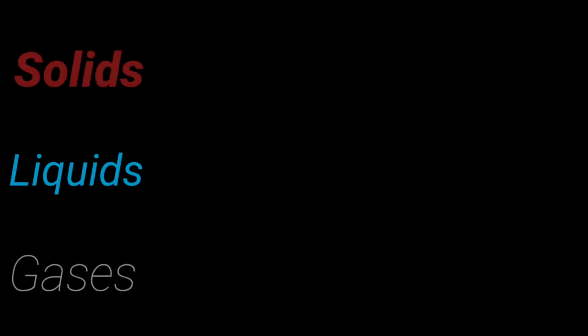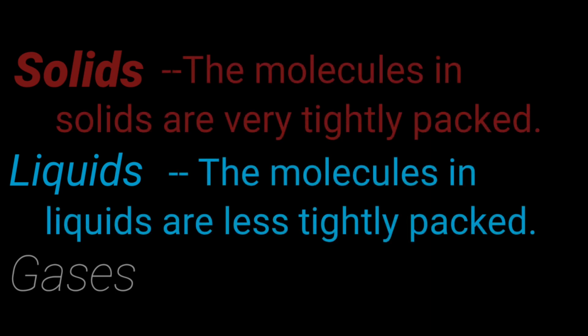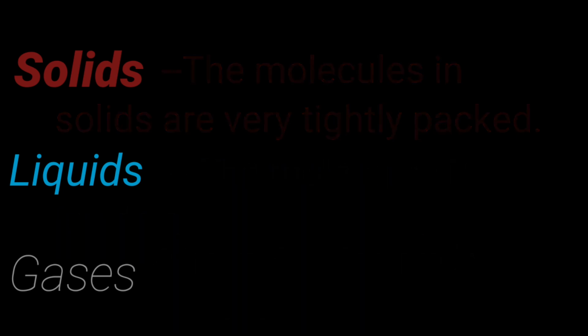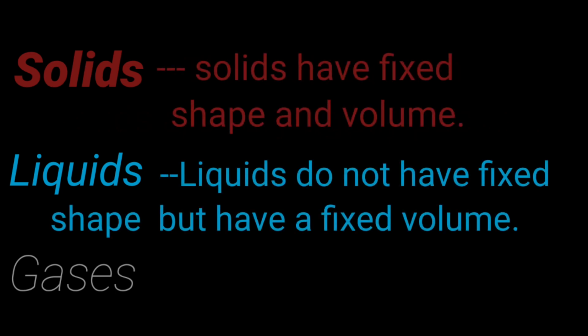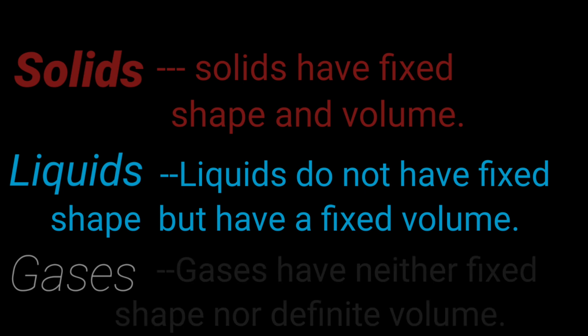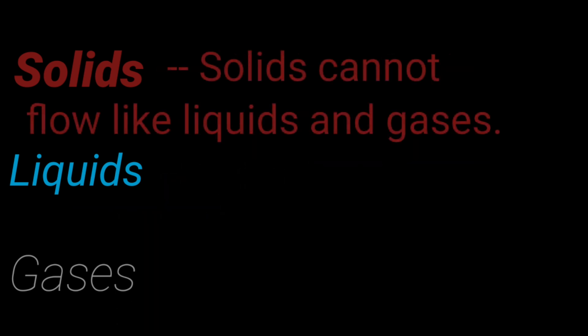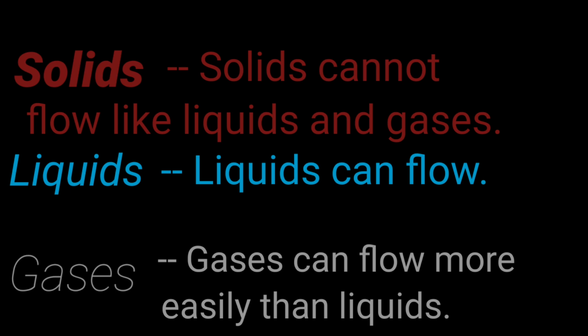If we compare solids, liquids and gases, the molecules in solids are very tightly packed, the molecules in liquids are less tightly packed, and in gases the molecules are very loosely packed. Solids have a fixed shape and volume. Liquids do not have a fixed shape but have a fixed volume. And gases have neither a fixed shape nor a definite volume. Solids cannot flow like liquids and gases. Liquids can flow easily. Gases can flow more easily than liquids.